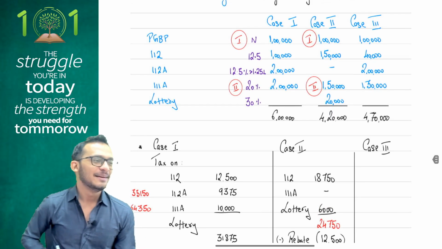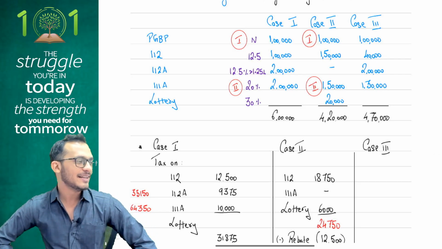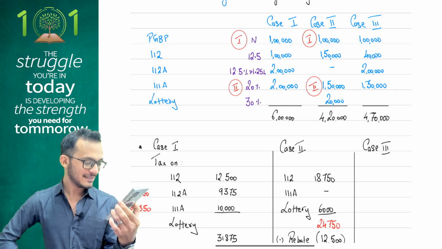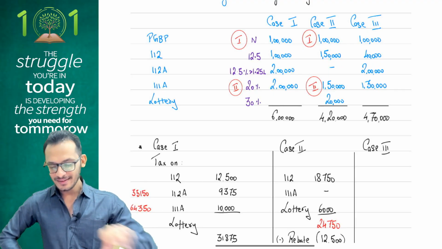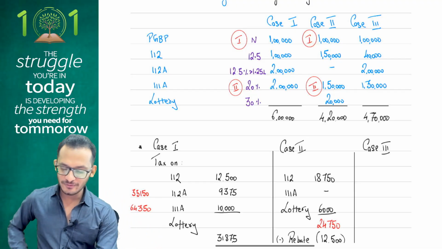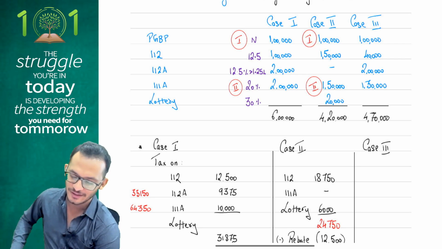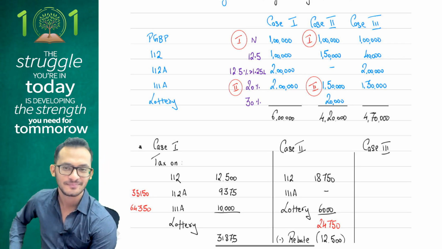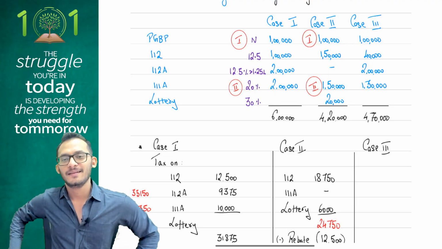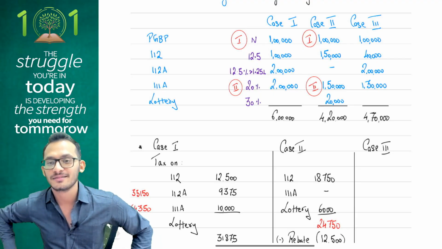Next question, people. This one is a little tricky, so be very, very careful when you're approaching this question. Here is a case where I have a PGBP of 1 lakh, 112 of 40,000, 112A of 2 lakhs, and 111A of 1 lakh 30. Luckily, no lottery. No tax.